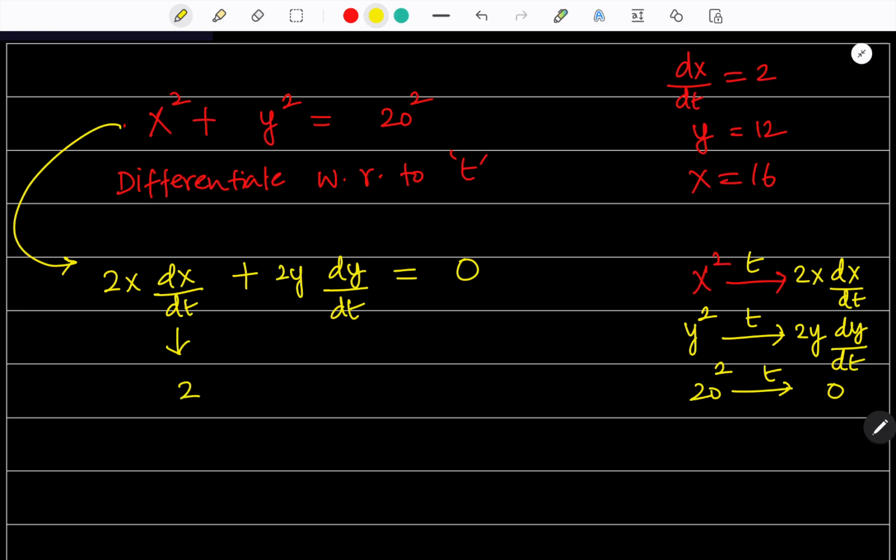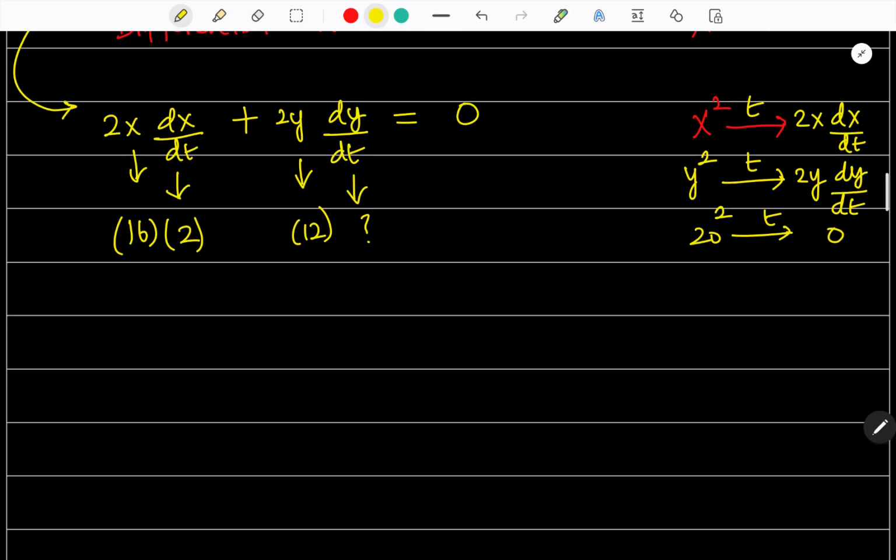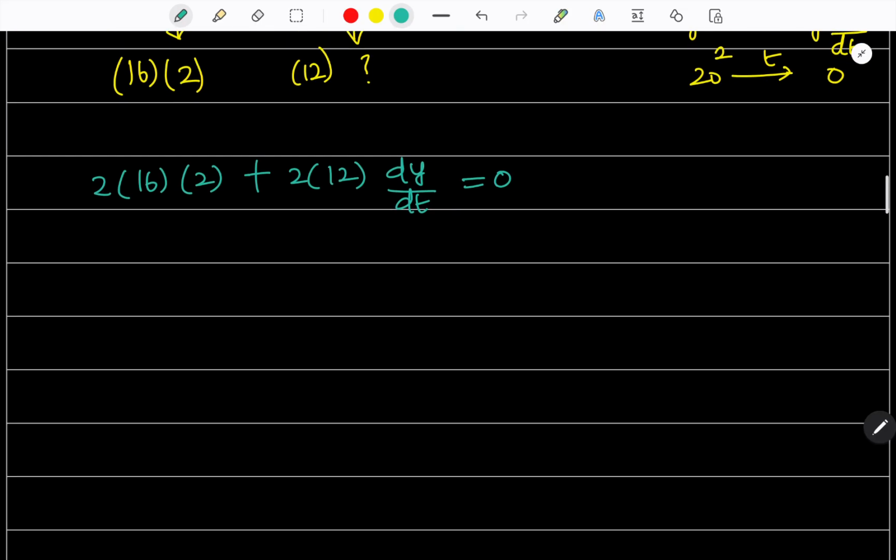dx/dt is 2, the x value is 16, and the y value is 12. And dy/dt is the question mark. So this equals 2 times 16 times 2 plus 2 times 12 times dy/dt is equal to 0. 2 times 16 is 32, and 32 times 2 is 64. Let me bring everything to the other side so that you will find it easy.